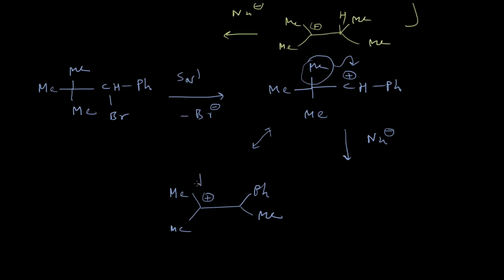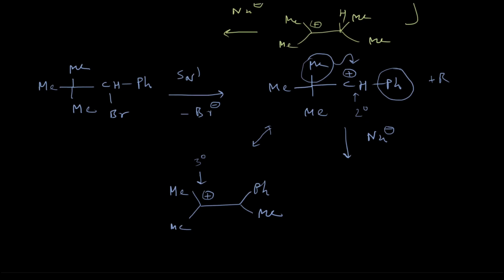So here the carbocation is tertiary, here the carbocation is secondary, but the stability of the secondary carbocation is greater than that of this carbocation. Why is this so? Because of the presence of the phenyl group. It is stabilizing the carbocation via plus R effect. So this is the reason for the carbocation rearrangement not occurring during this SN1 reaction.